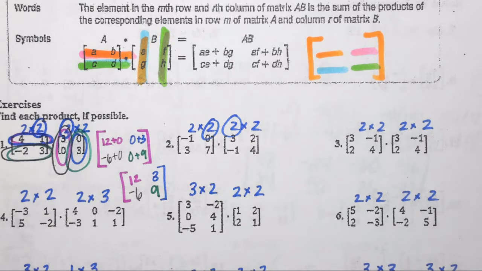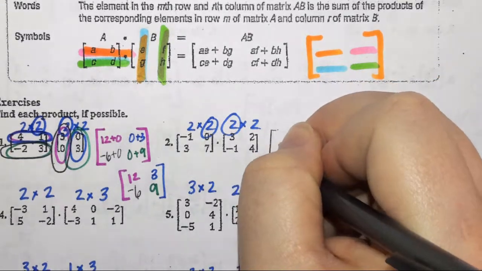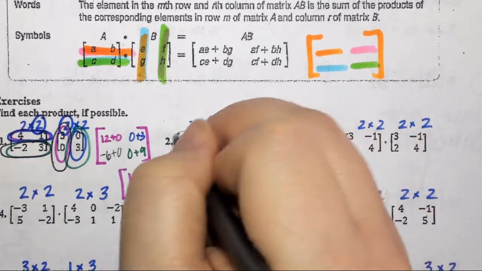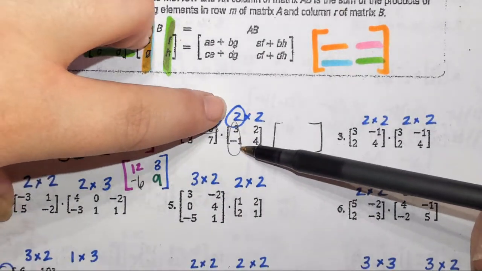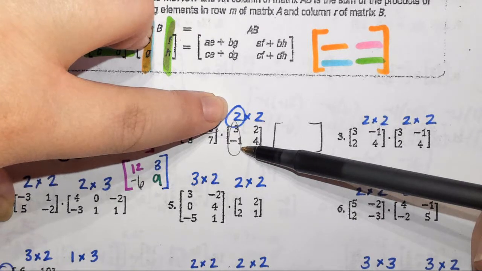Bummer. Okay, so number 2, first row, first column, I'm doing negative 3 minus 9 and I'm going to end up getting negative 12.